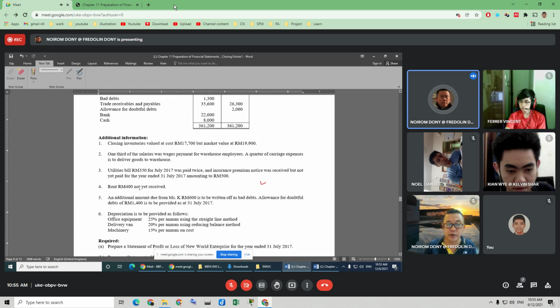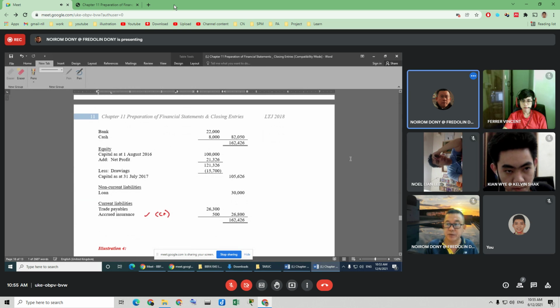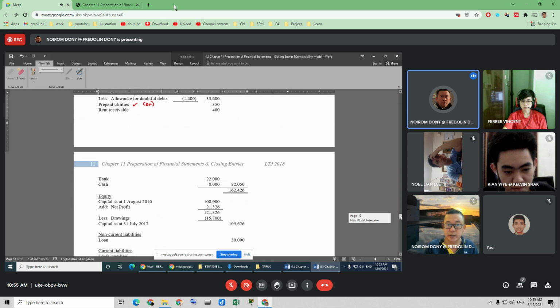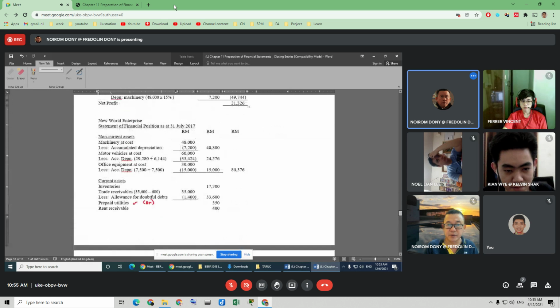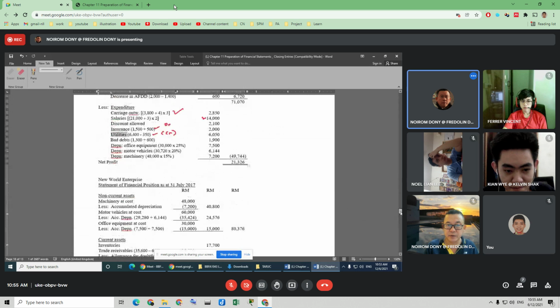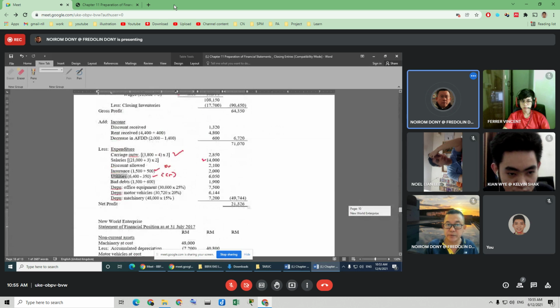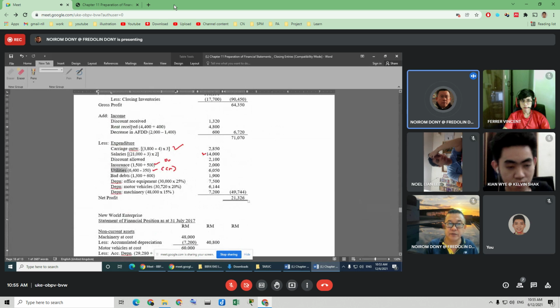Rent, 400 not yet received. So not yet received, indicating this is revenue. So meaning rent received. So you have existing 4,400. So you need to plus. You need to plus. So plus credit item means we are crediting under income. So rent received here, we plus 400.